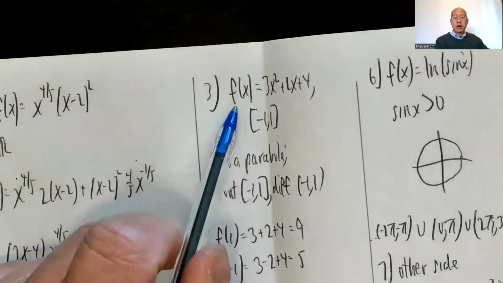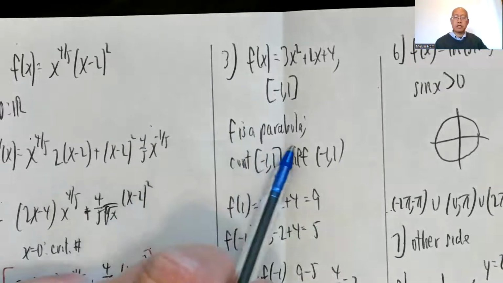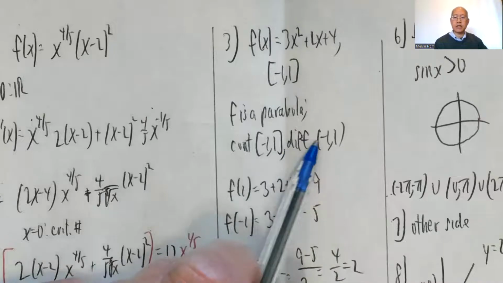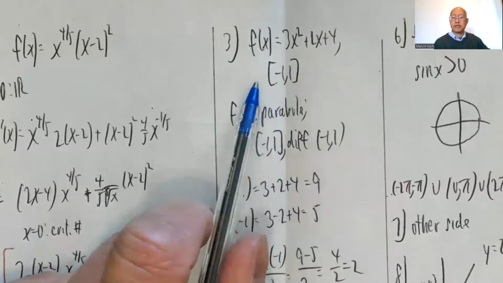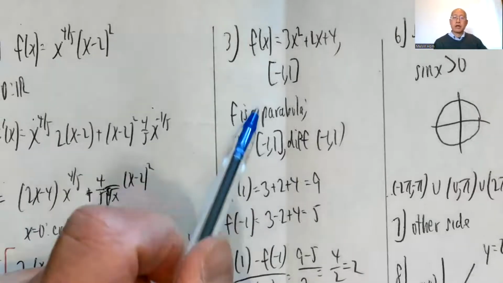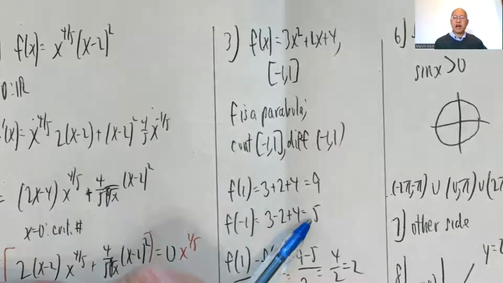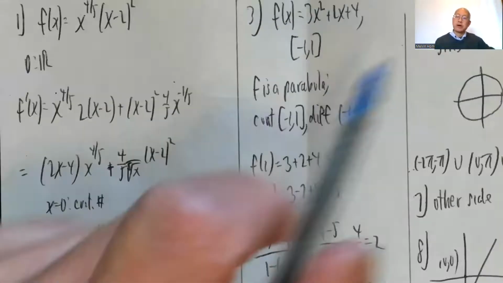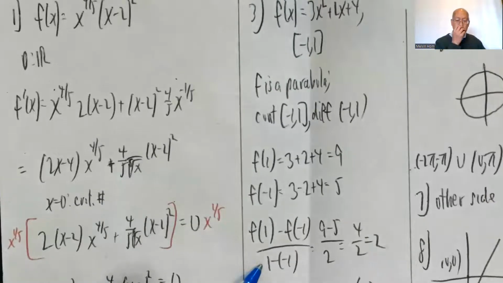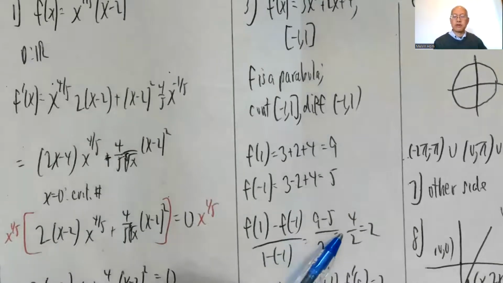Number 3, the function is a parabola, so therefore it's always continuous and differentiable. Therefore, it's continuous on bracket -1, 1, differentiable on parentheses -1, 1. So the hypothesis for the mean value theorem holds. Okay, so I plug in 1, you get 9. Plug in -1, you get 5. So I find the slope of the line joining 2 endpoints, f of 1 minus f of -1, divided by 1 minus a -1. That's 9 minus 5 divided by 2, or 4/2, or 2.